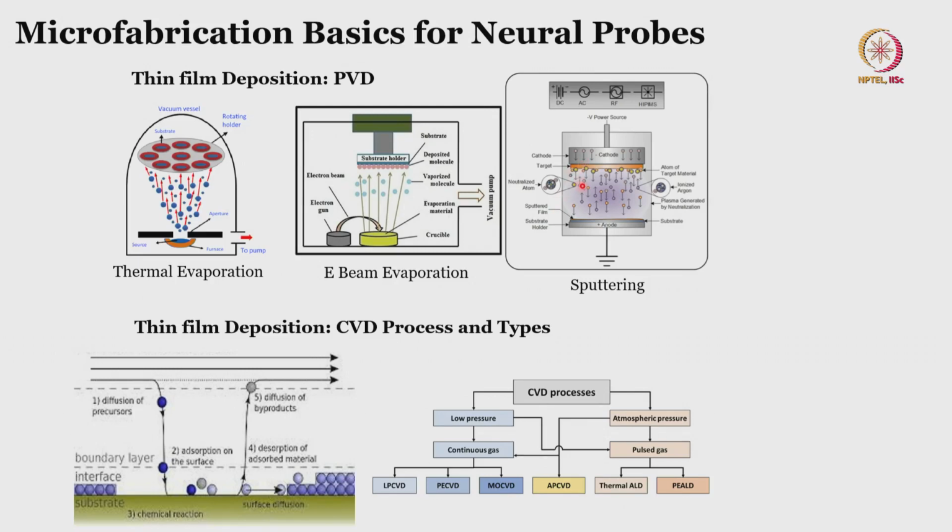We use argon, a neutral atom, to bombard this cathode, and the anode is where the substrate is. Now, when we bombard this cathode with argon in the presence of plasma, the atoms from this target material get dislodged, and when dislodged they start moving towards the substrate. You can see this in this particular direction, and they start depositing on the substrate.